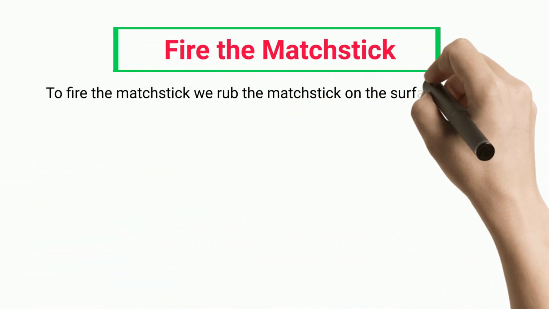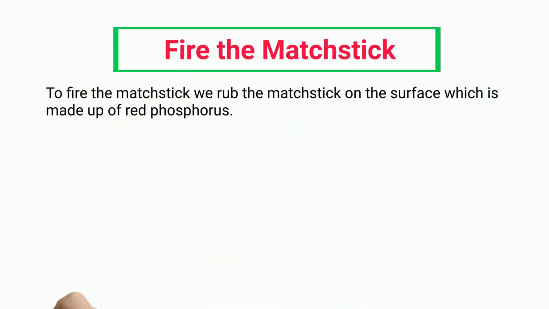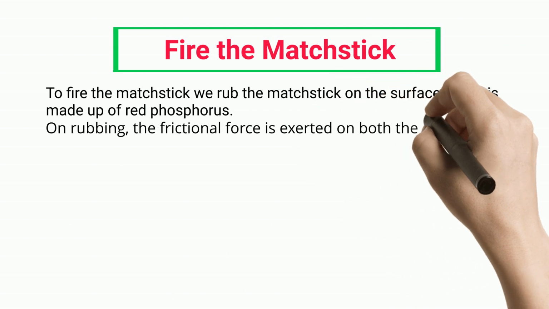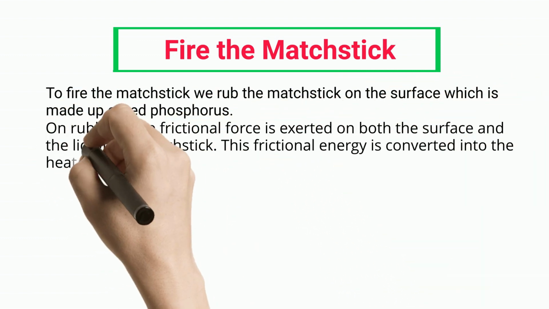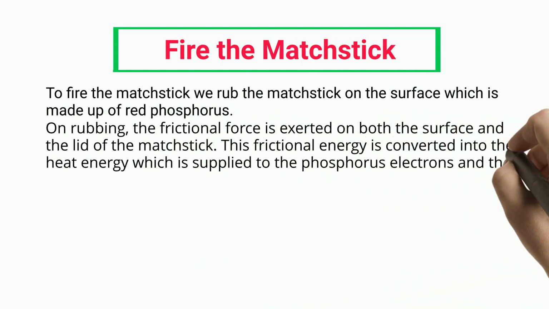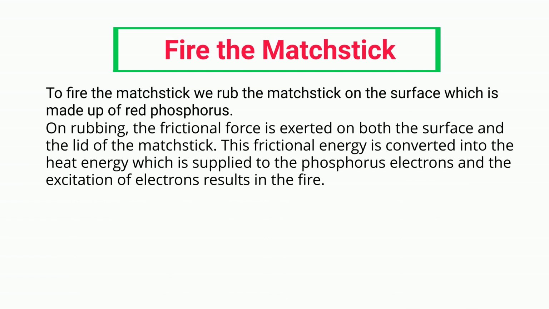Fire the matchstick. To fire the matchstick, we rub the matchstick on the surface, which is made up of red phosphorus. On rubbing, the frictional force is exerted on both the surface and the lid of the matchstick. This frictional energy is converted into heat energy, which is supplied to the phosphorus electrons, and the excitation of electrons results in the fire.